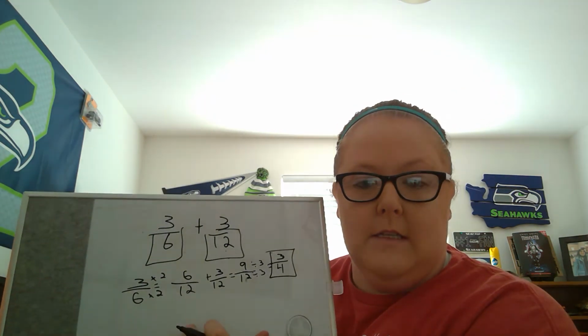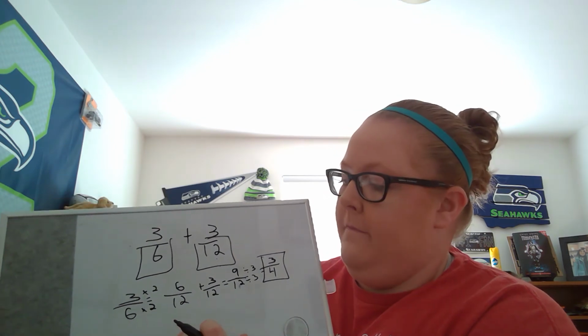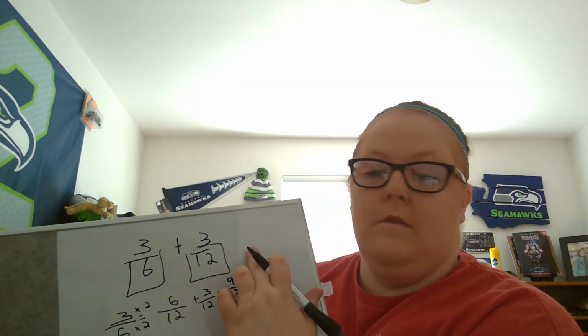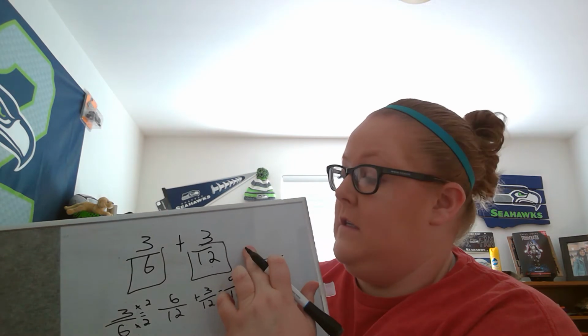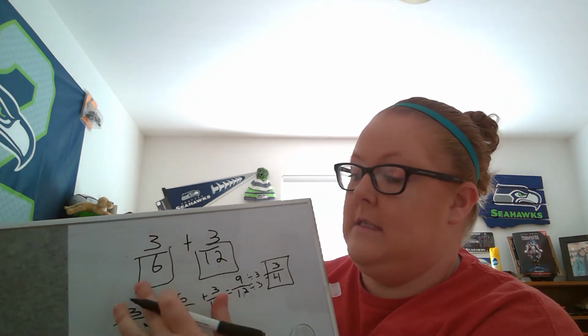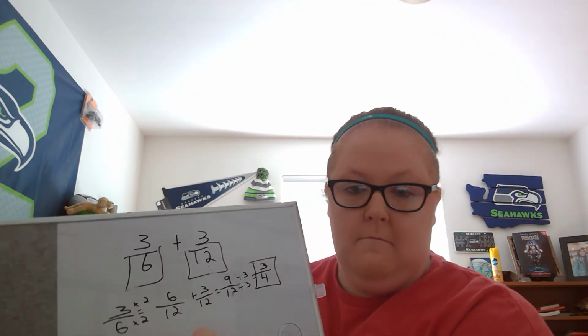Does this all make sense? We can't just go 6 plus 12 and get our denominator. It has to be the same numbers. Okay?